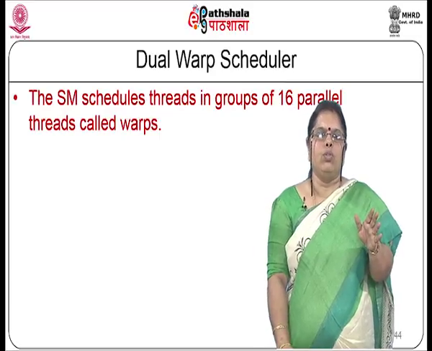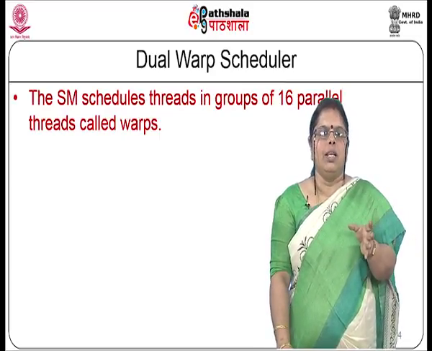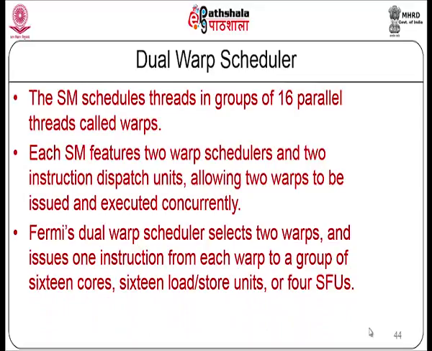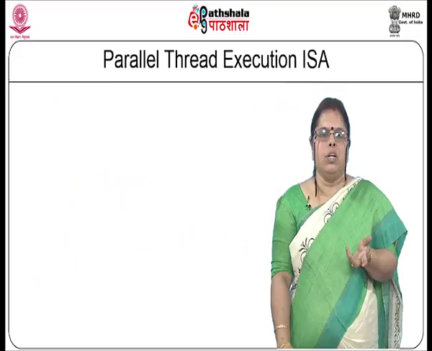The SM schedules threads in groups of 16 parallel threads called warps, and each SM features two warp schedulers and 2 instruction dispatch units, allowing 2 warps to be issued and executed concurrently. Fermi's dual warp scheduler selects 2 warps and issues 1 instruction from each warp to a group of 16 cores, 16 load store units or 4 special function units.